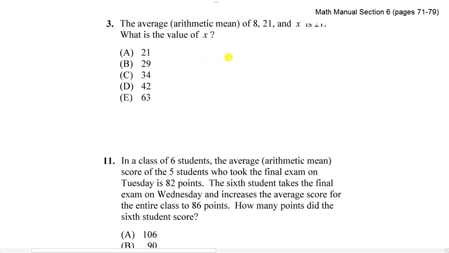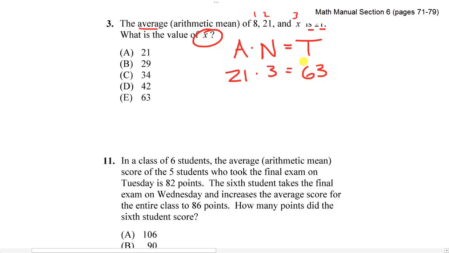So on number 3, the average or arithmetic mean of 8, 21, and x is 21. They want the value of x. So could I set this up in the regular old average way? Yes, absolutely I could. But to get a little bit of practice with the ANT method, that's the way I'm going to do this. They say the average is 21, so I'm going to put a 21 there in my average column. The number of things, 1, 2, 3 things. So that's a 3. So my total here is going to be 63. That is the sum of all 3 numbers, the 8, the 21, and the x.